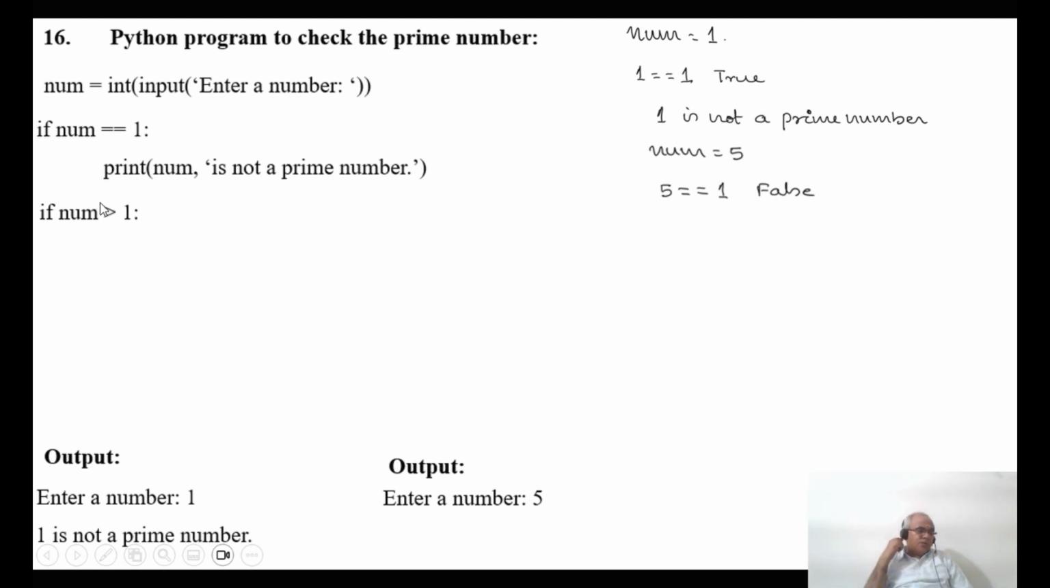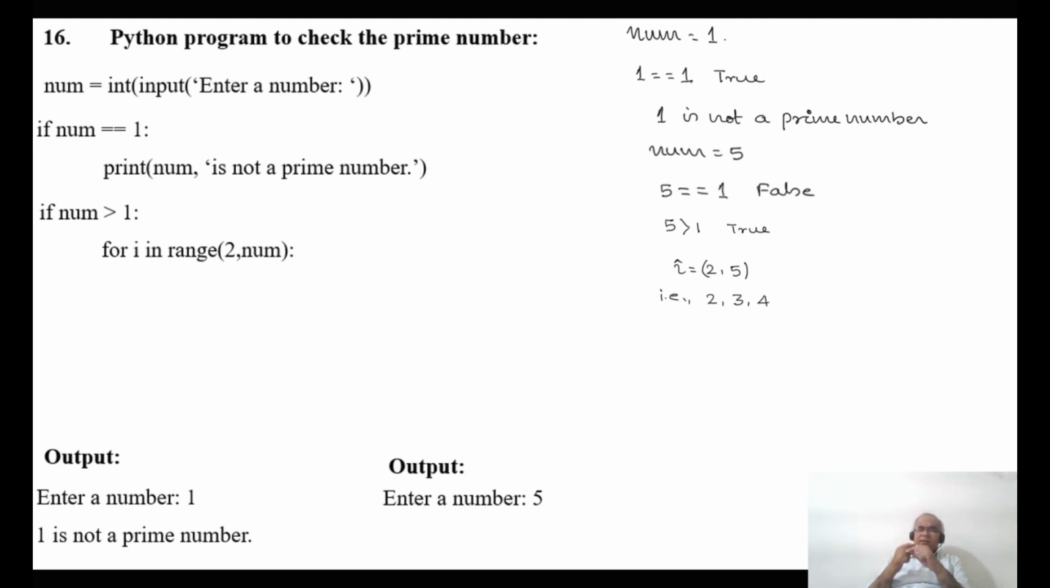Now, next, I want to check whether the given number is greater than 1. If num is greater than 1, is 5 greater than 1? The condition is true. Once this condition is true, I want to check further. First of all, what is a prime number? A prime number is one which is divisible by itself and only by 1. If both conditions are true, then it is a prime number. Otherwise, it is not a prime number.